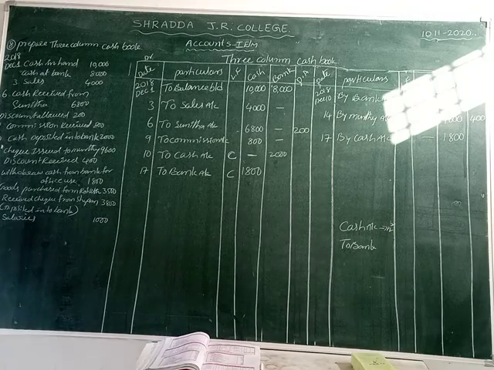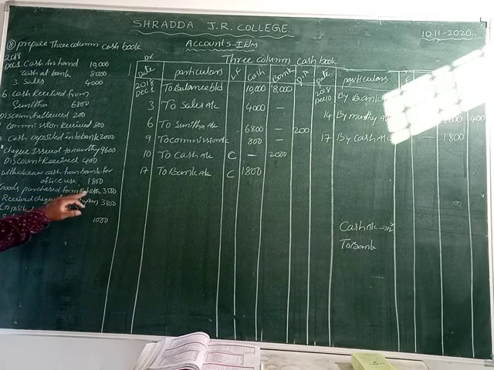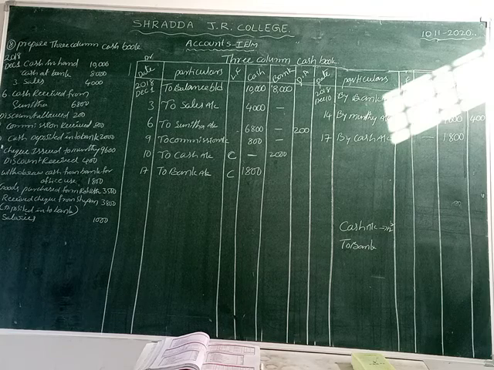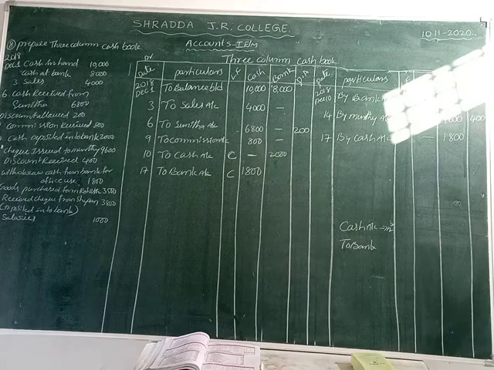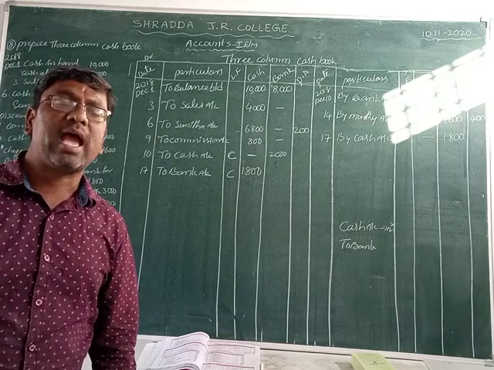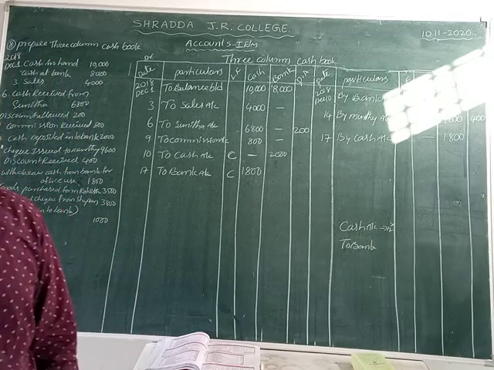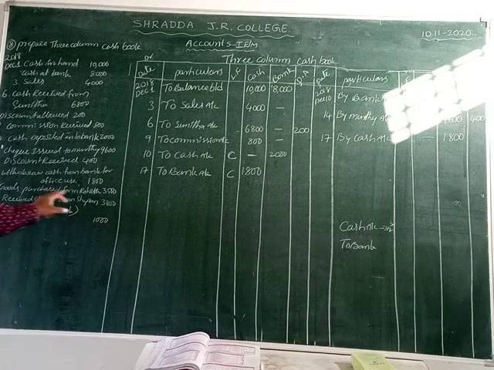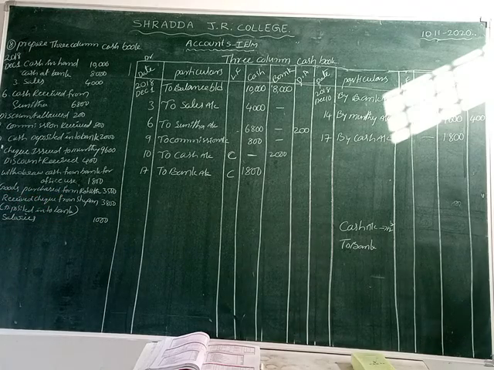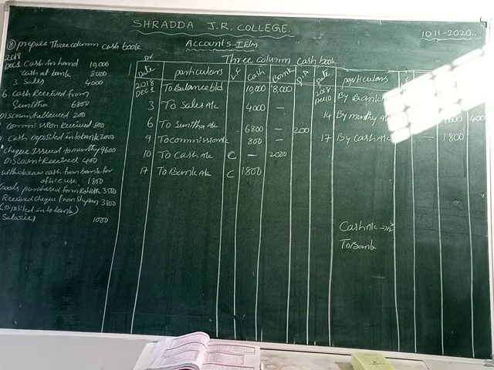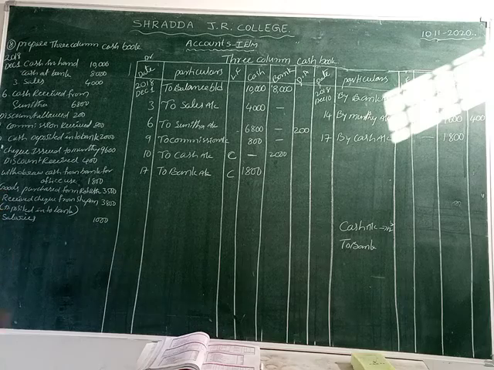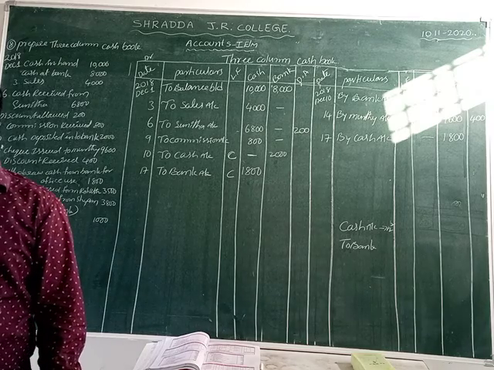Next one, 20th date. Goods purchased from Rohit 3,500. Here there is no cash. We are doing only the cash account, but here no cash is given. There is clearly a person's name mentioned. So that's why we don't record it in the cash column.